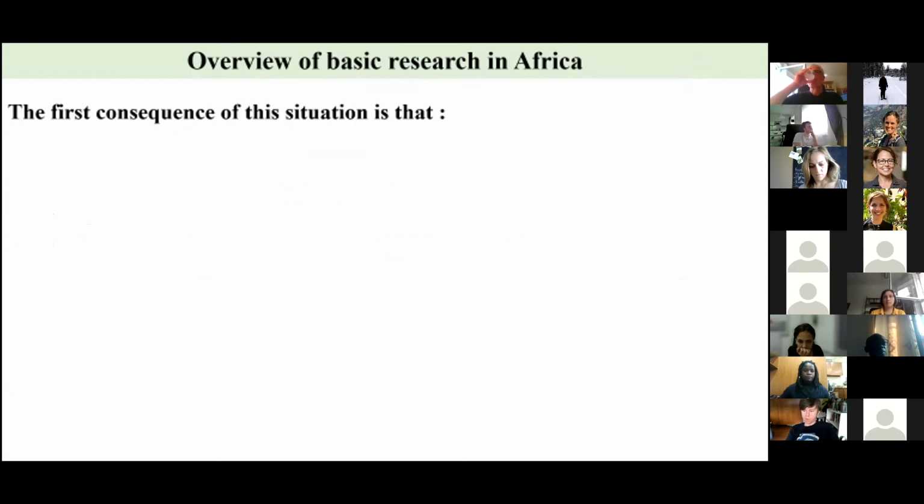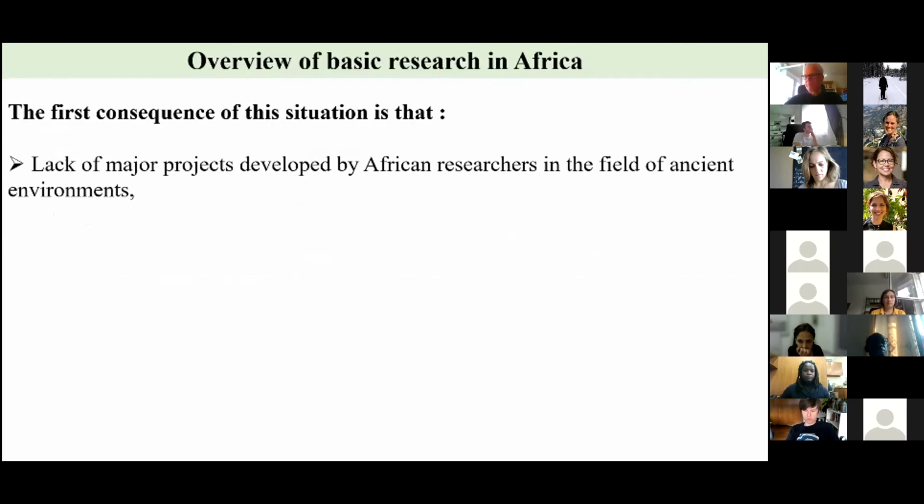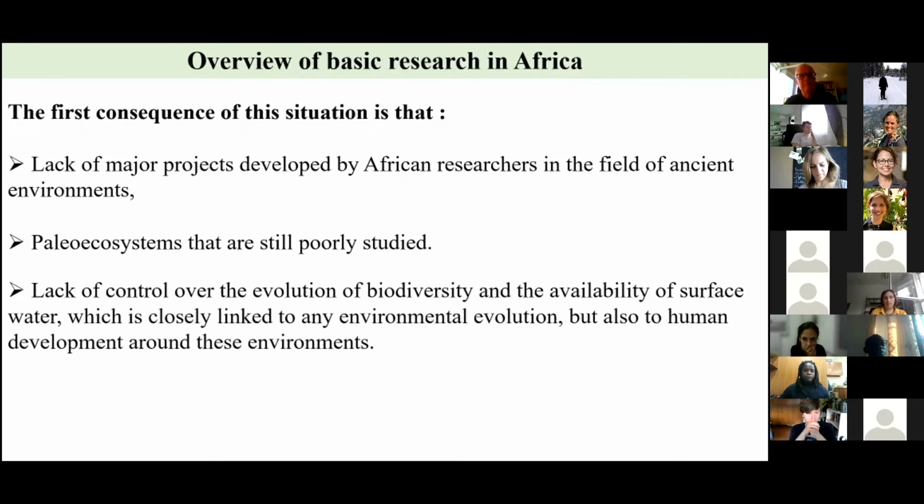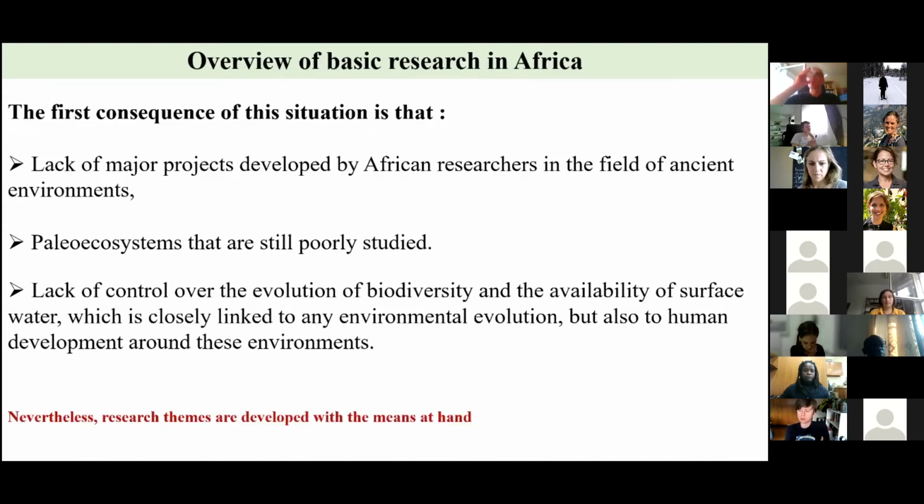The first consequence of this situation is the lack of major projects developed by African researchers in the field of science and ecosystems that are still poorly studied, lack of control over the evolution of biodiversity, and the availability of surface water, which is closely linked to any environmental evolution, but also to human development around this environment. Nevertheless, research is developed with the means at hand.